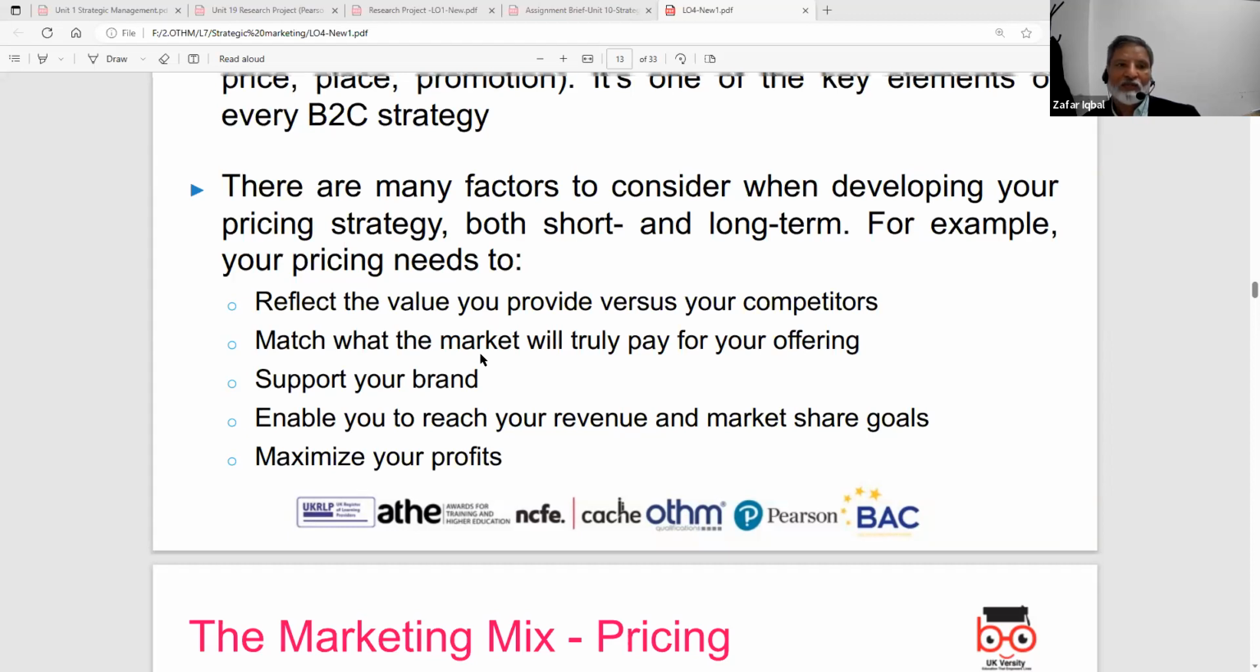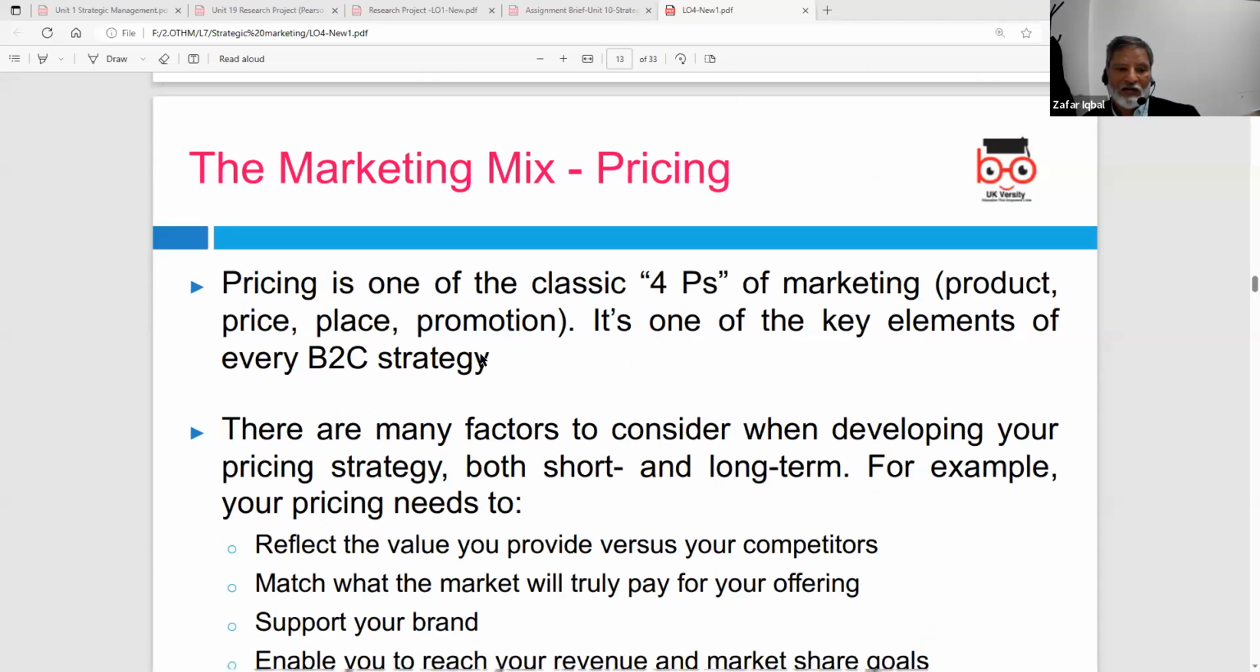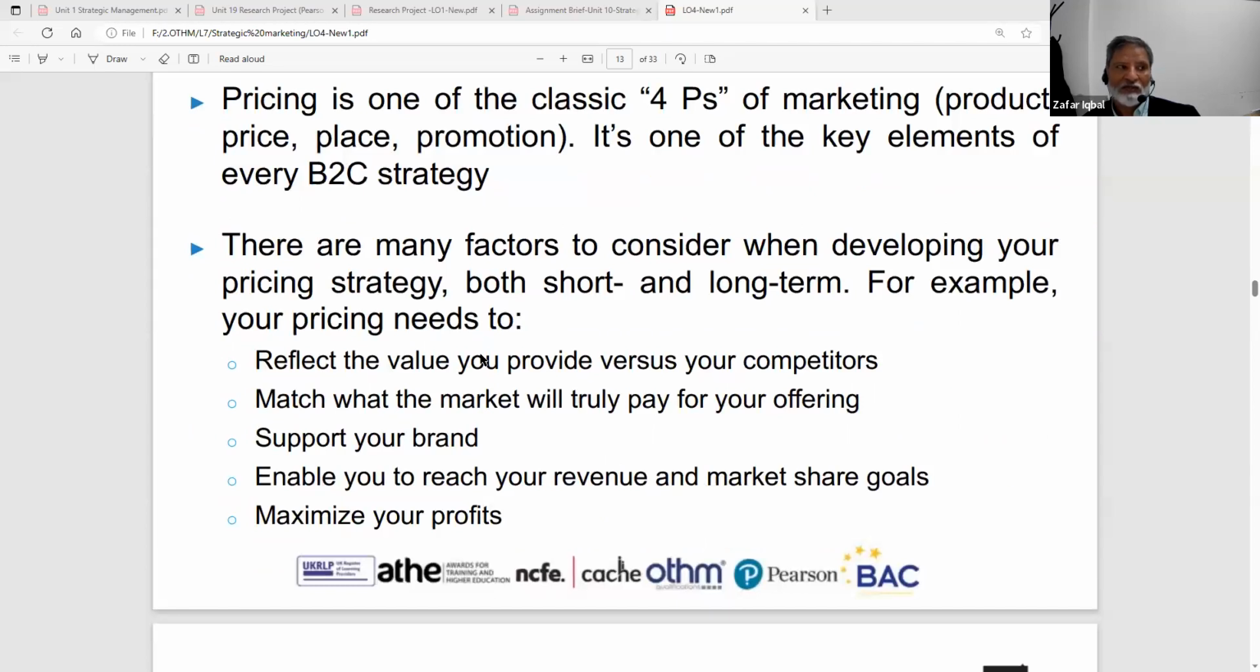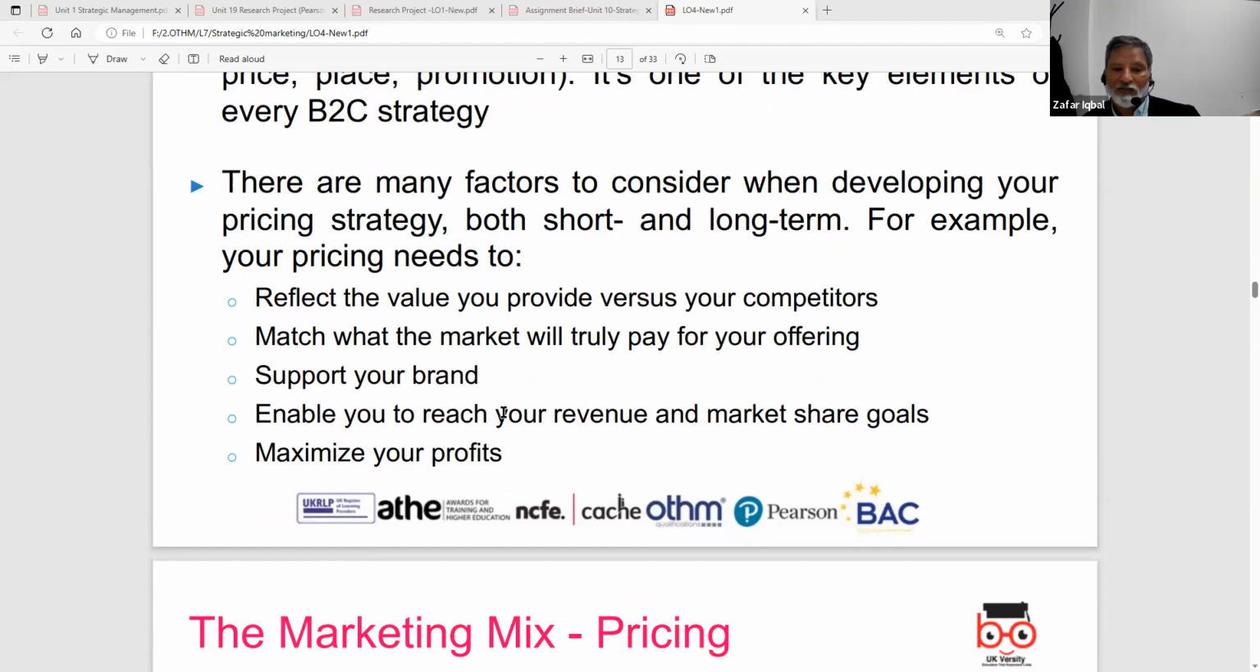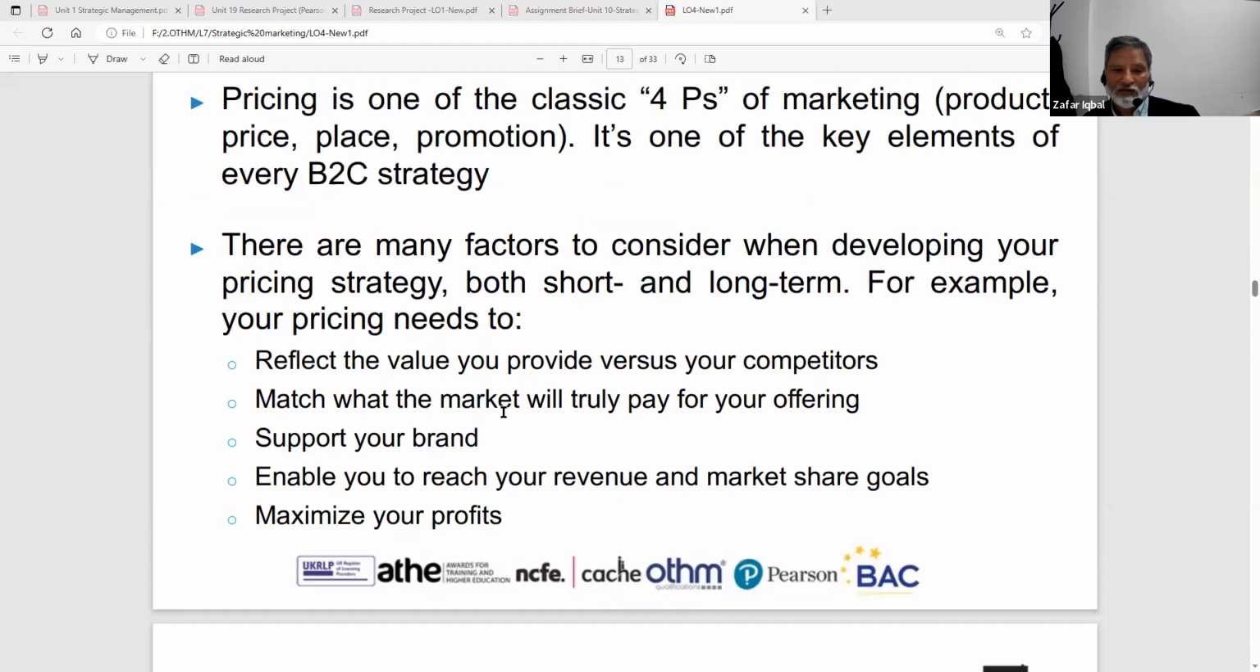The price also reflects your support for your brand. Okay, price also enables you to reach your revenue and make sure that the market share gets to the maximum of your profits, or in other words, the price should maximize your profit. It should enable you to reach your revenue and market share goals. So the price should be such that it should support the whole product and not part of it.